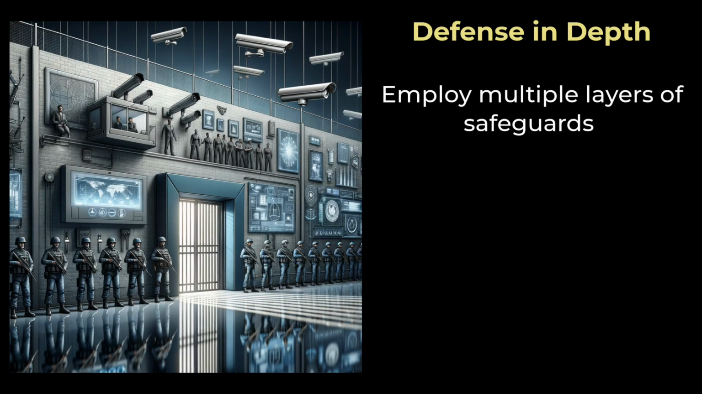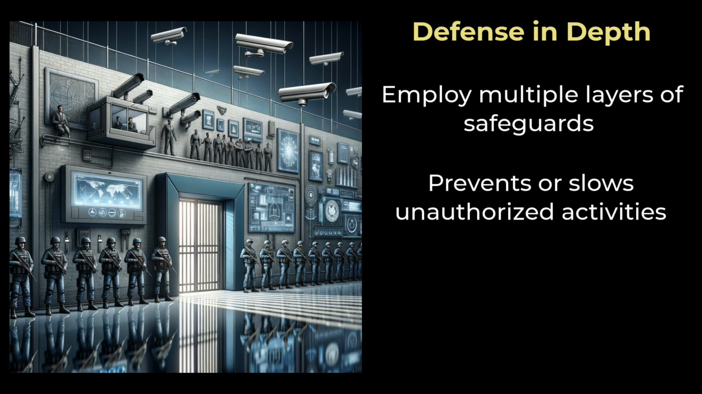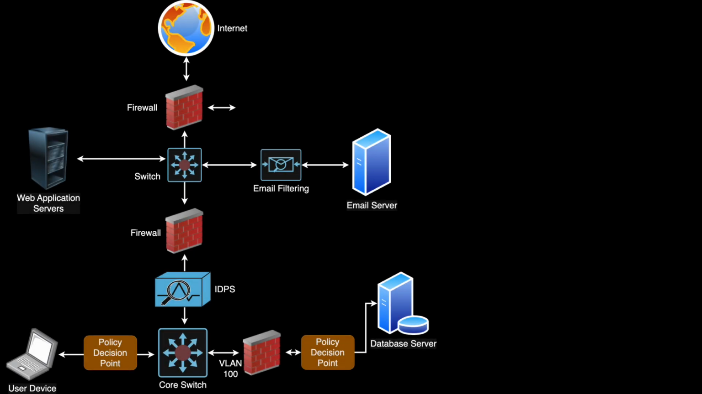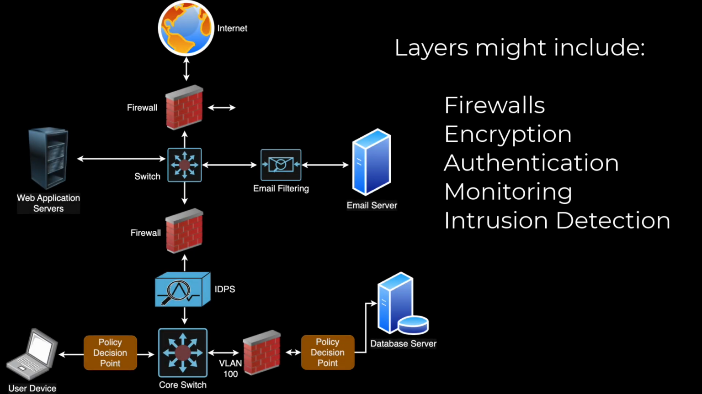Defense in depth is a foundational security strategy. Employ multiple layers of defense so that if one mechanism fails, others still stand. The idea is to prevent or at least significantly slow down an adversary's progress. For example, consider protecting sensitive data. You might have network firewalls, encryption, user authentication, and monitoring and intrusion detection. Only if all layers are bypassed or fail would the attacker reach the prize.